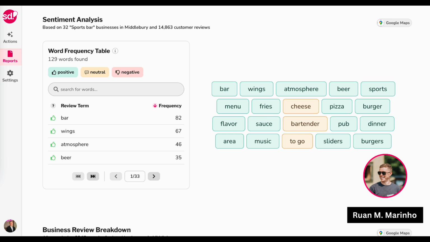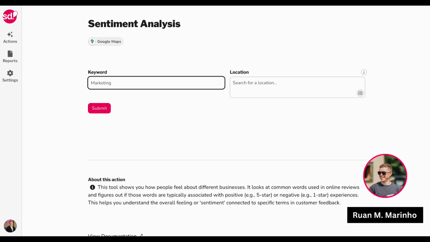The SplashDash Sentiment Analysis Report pulls real reviews and conversations across the web, reviewing tens of thousands of reviews instantly and allowing AI to analyze the emotional tone and recurring themes in those chosen reviews. That's what we mean by sentiment analysis. So instead of guessing about what makes a business special or what their potential customers don't like, we let the data tell us. To run sentiment analysis, you simply need to put in a keyword and a location.